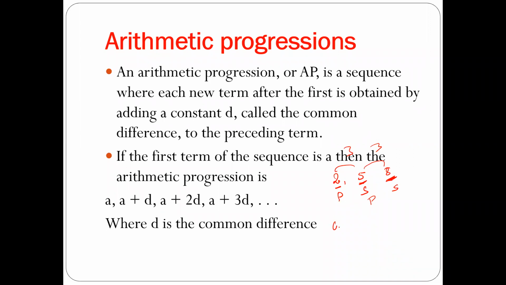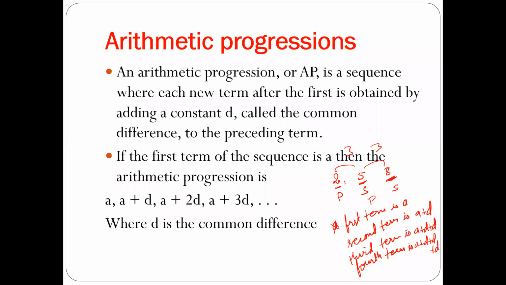If the first term is a, then the second term is a plus d, the third term is a plus d plus d, the fourth term is a plus d plus d plus d. Similarly, we can write this up to the nth term.